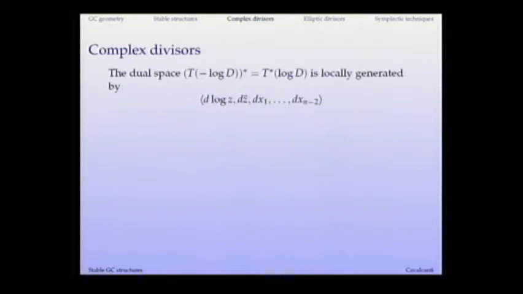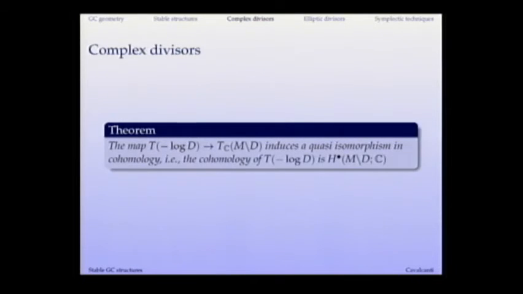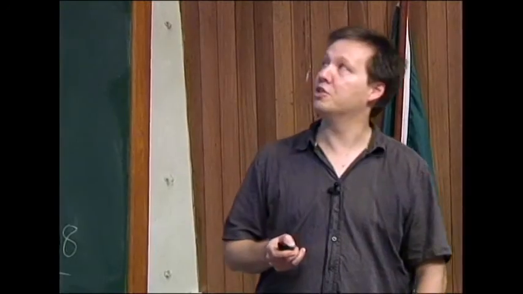Then, okay, I'm talking about the cohomology. I might quite well look at the dual space. So T minus log D star, which then I just drop the minus, because that's somehow the dual thing. And what is it locally generated by? These are the corresponding dual forms. So d log z is the dual of z d/dz. So this is the Lie algebroid cohomology of that T log D. It's isomorphic to the cohomology of the complement.